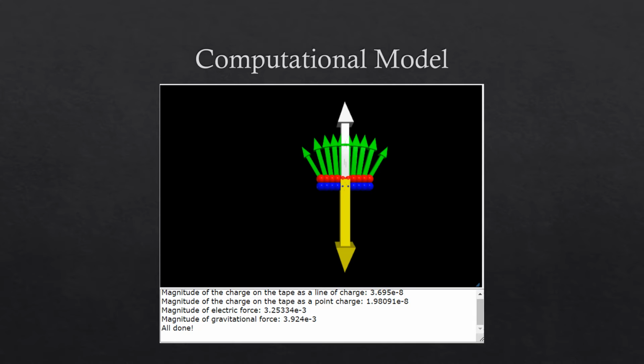Shown here is the final product of my computational model. The green arrows represent the electric field arrows going from the lower piece of tape, shown in blue as point charges, to the upper piece, the floating piece of tape, shown as red point charges. The white arrow represents the magnitude of the electric force from the lower blue charges onto the upper red charges. The yellow arrow represents the magnitude of gravitational force acting on the top piece of tape.